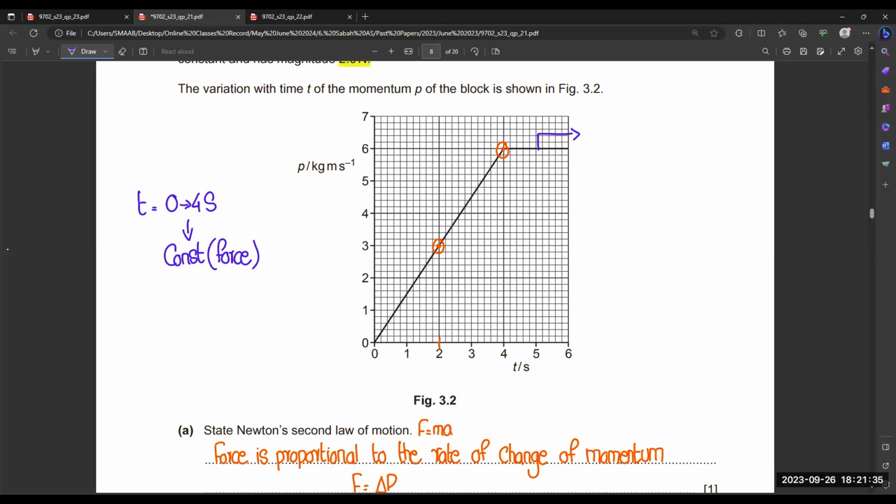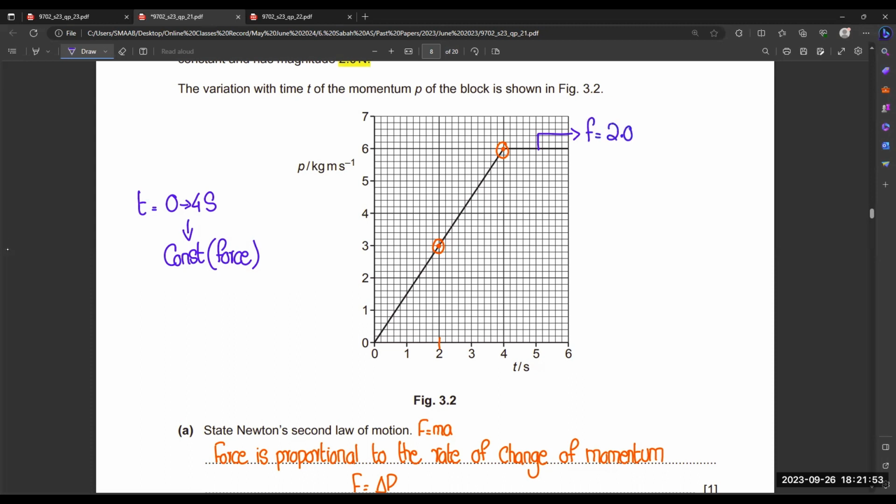So at this point, you know that momentum is uniform, like between 4 and 6 seconds, momentum is constant. So what do you think? What will be the value of the force? Because there is no net force acting on the body, right? So there is only force, so it's going to be 2.